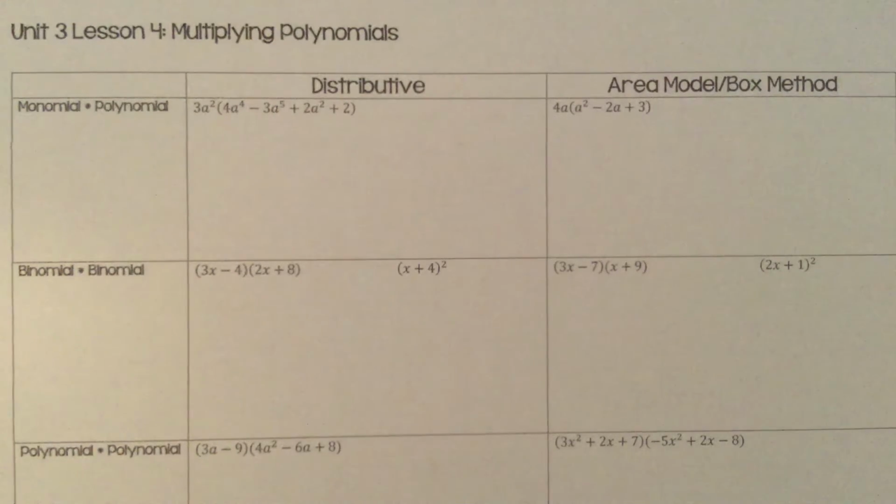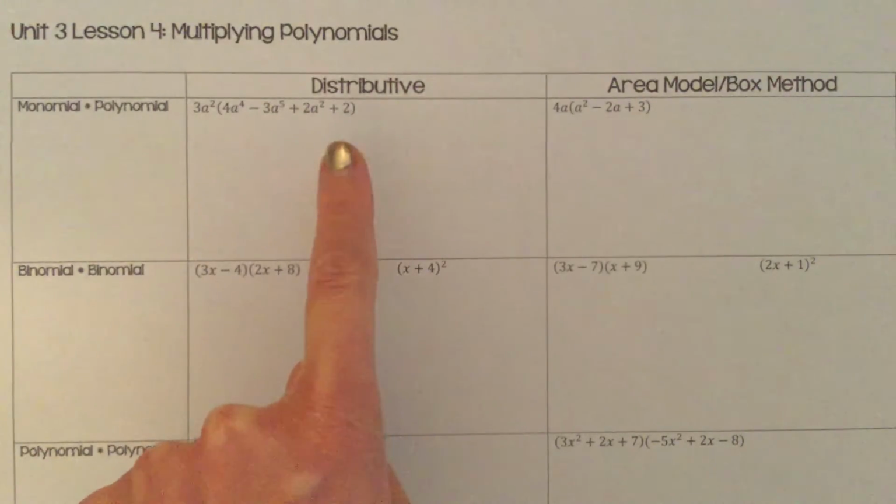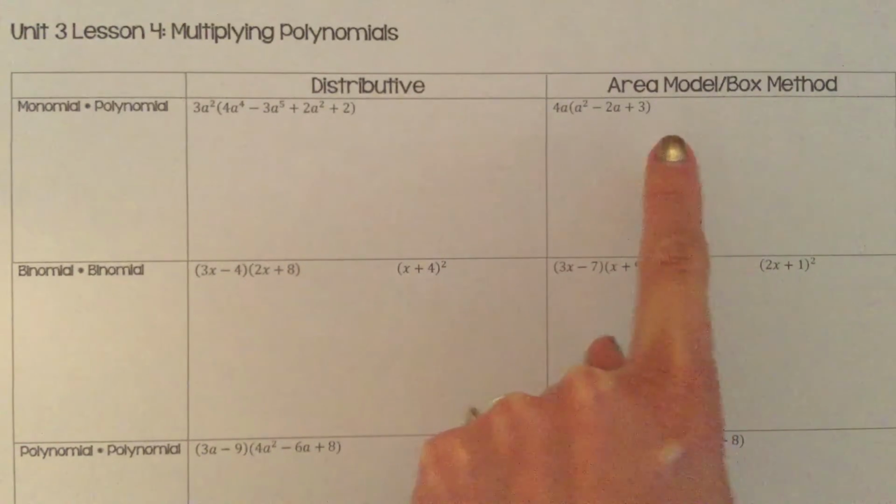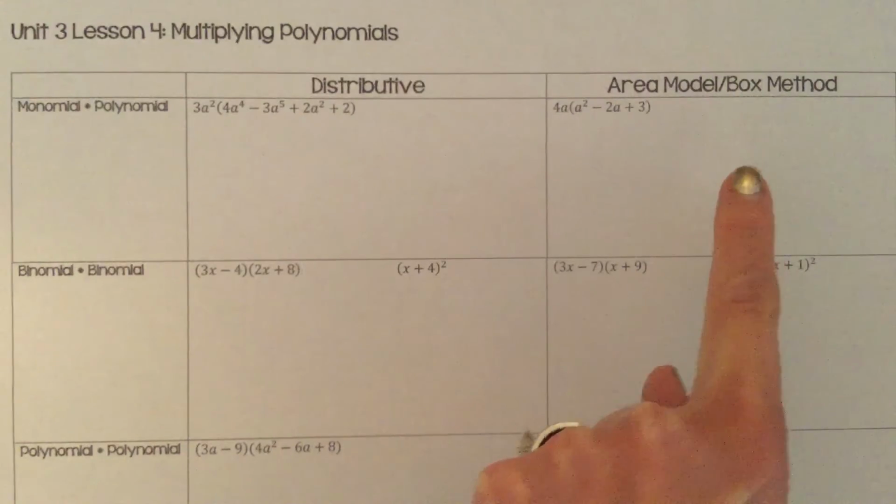Welcome to Unit 3, Lesson 4. Today we want to talk about multiplying polynomials. When we multiply polynomials, we can use one of two methods, and it'll be your choice which method you want to use. The first method is to multiply using the distributive property, while the second method is to multiply using an area model, or what some people refer to as the box method.